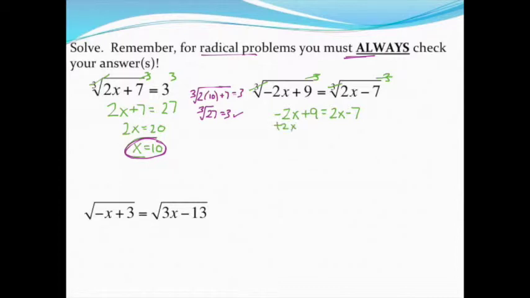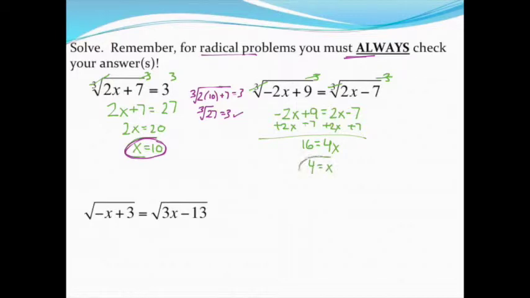I'm going to add 2x to both sides to get the variables combined over here. At the same time, I'll add 7 to get the constant moved to the other side. So I end up with 16 is equal to 4x. And dividing by 4, I come up with an answer of 4.